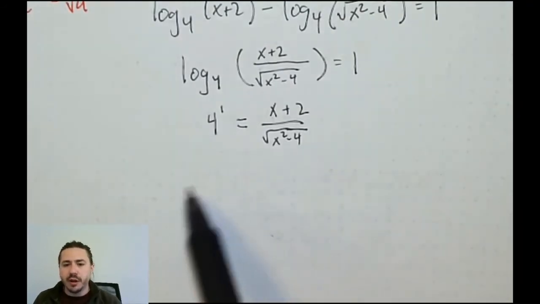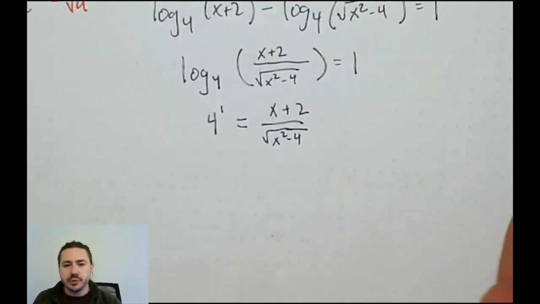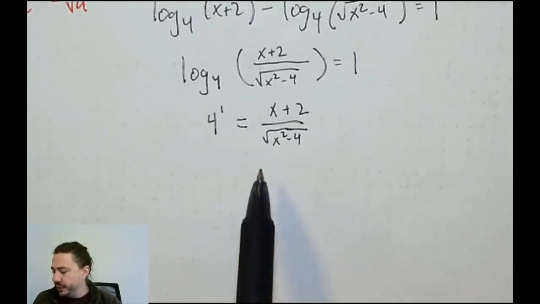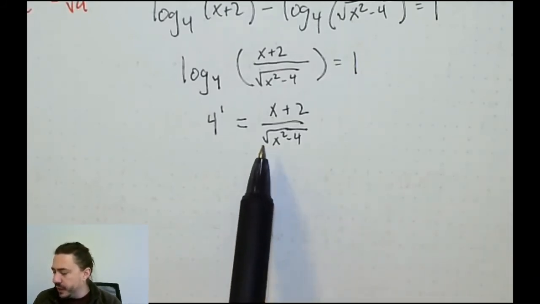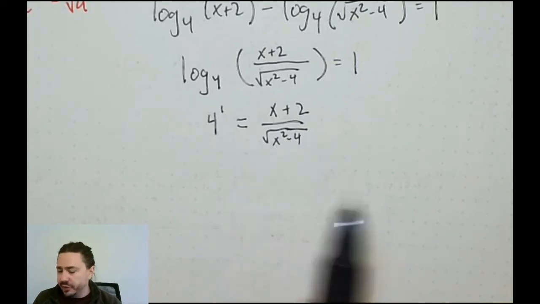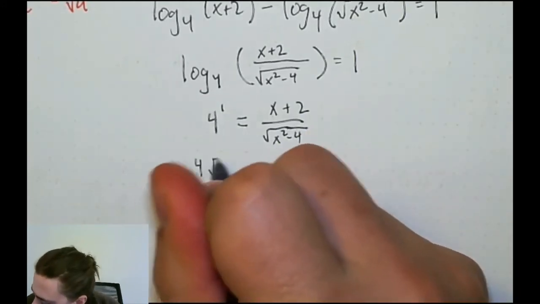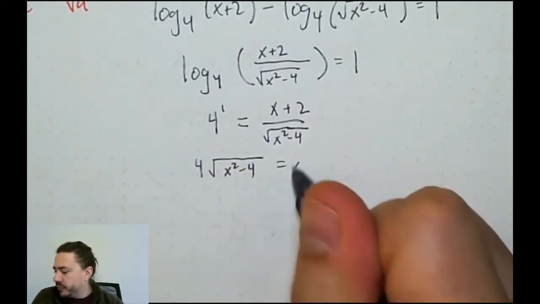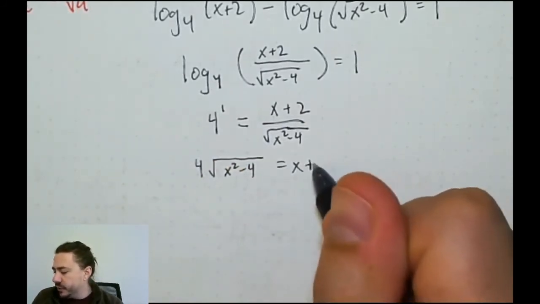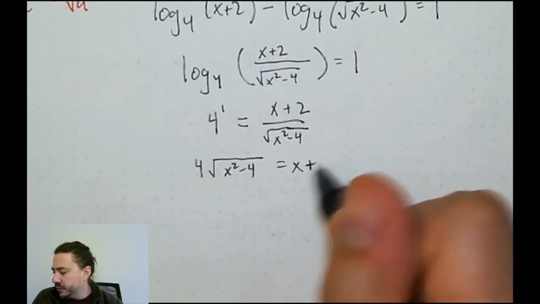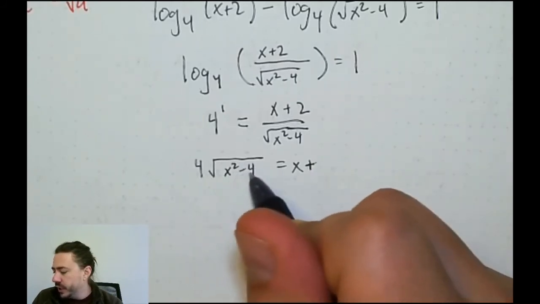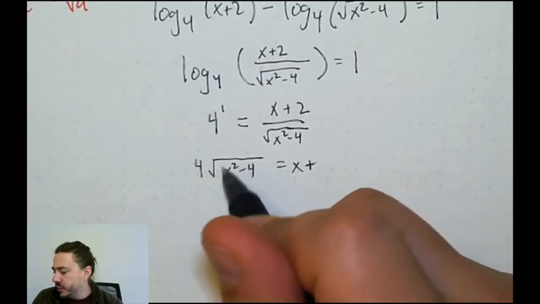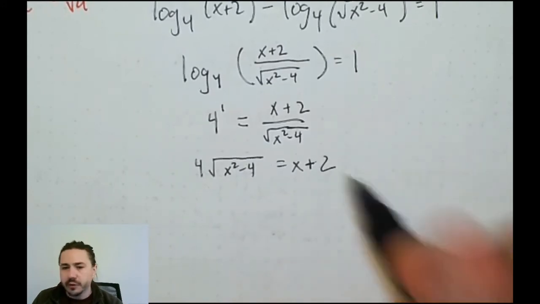We got rid of all the logs, no exponential functions, so we really just need to figure out how to move things around here. So to do that, I'm going to multiply both sides by this denominator, which gives me 4 times the square root of x squared minus 4. Be careful, the square root of x squared minus 4 is not x minus 2. It's not x plus 2. This is not a perfect square, so don't take the square roots of these individually. That's not how square roots work.